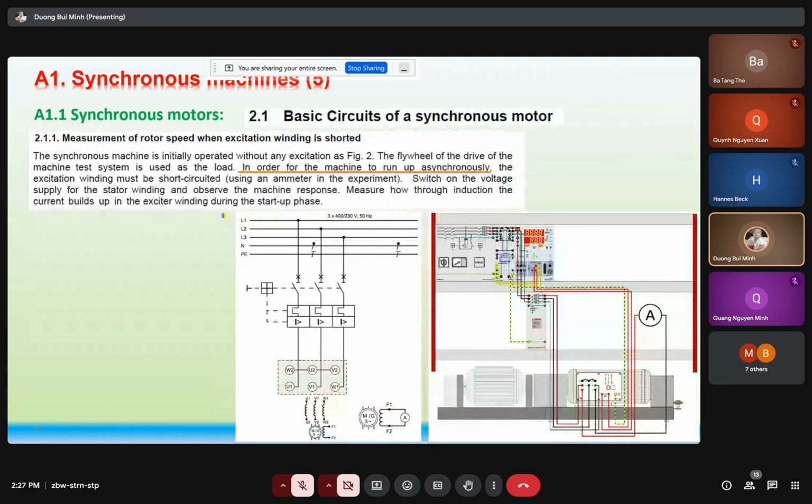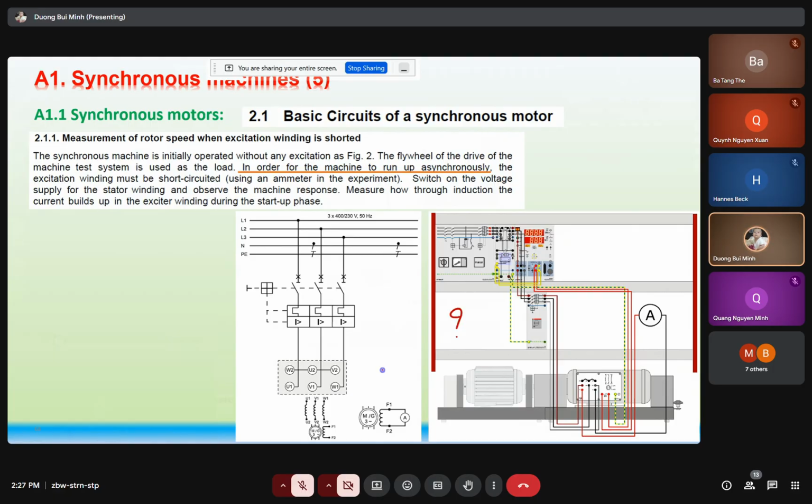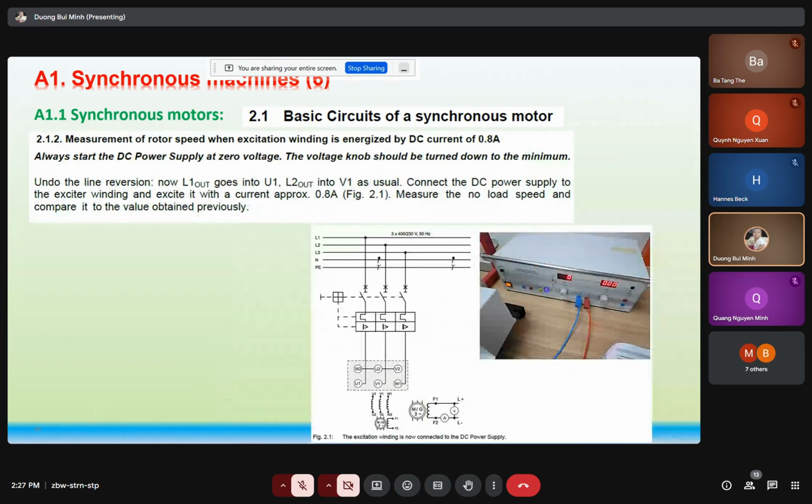Okay, and I will ask you, what is this circuit? Okay, and we use this circuit for what? We use this diagram to do what? Or I will ask you what is X and why we use a DC power supply, you know?